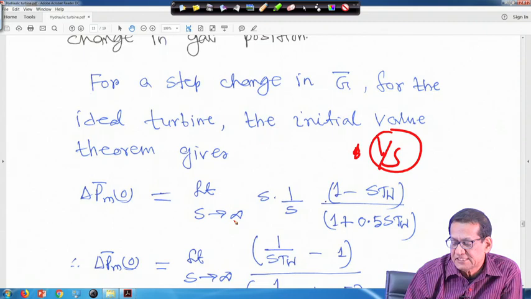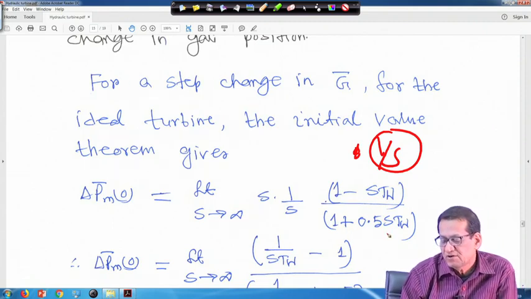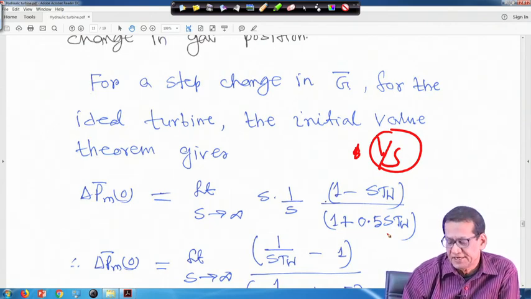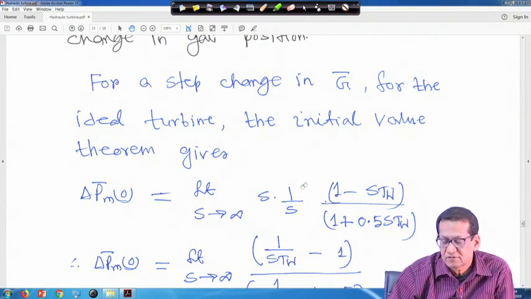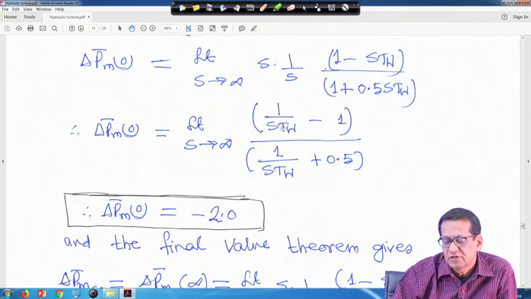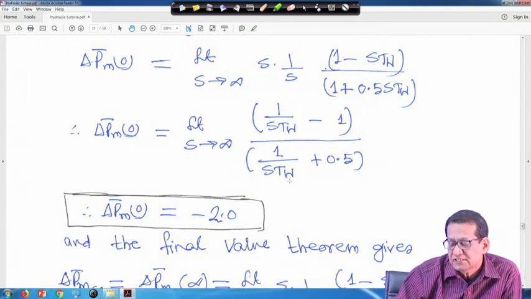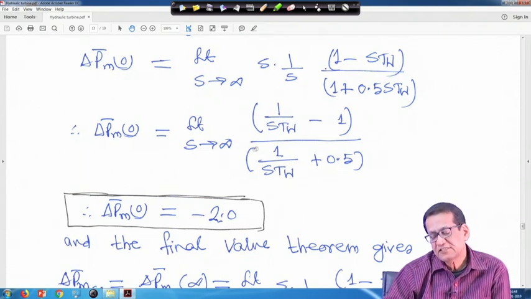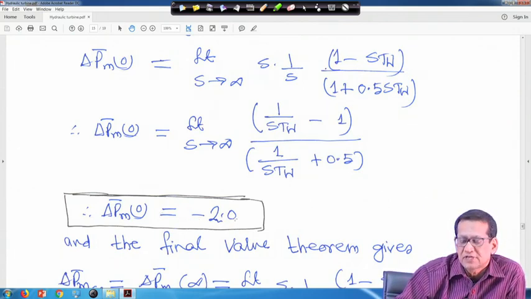So, S into 1 upon S, your (1 minus S T W) divided by (1 plus 0.5 S T W), right. So, just let me move a little bit up, right. Numerator and denominator you divide by S T W. So, S will be cancelled, limit S tends to infinity, it will be (1 upon S T W minus 1) over (1 upon S T W plus 0.5). So, as S tends to infinity, this term is 0, this term is 0, it is minus 1 by 0.5. So, basically delta P m bar 0 is equal to minus 2, right.